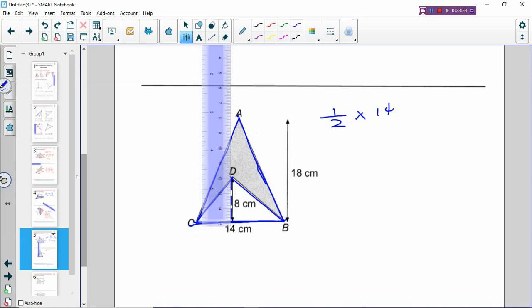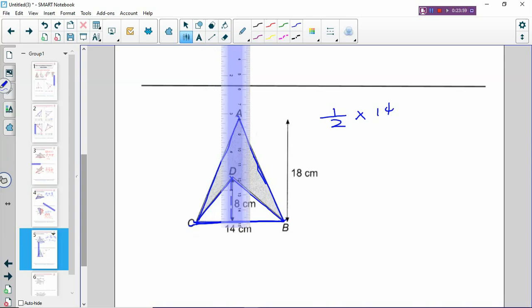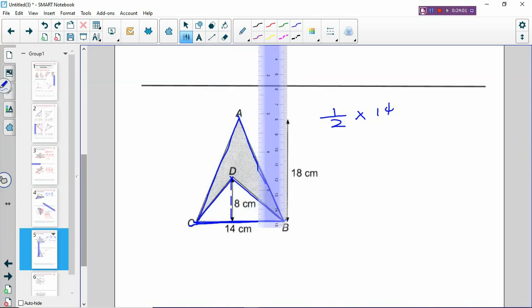You may see some lines that are parallel with the ruler, but you have to be careful. So which is the correct height? This is not the correct height. The correct height is over here, which is your 18 cm, as tall as the big triangle. So half times base times height, and then you cancel 2, divide by 1, and 14 divided by 2 is 7.